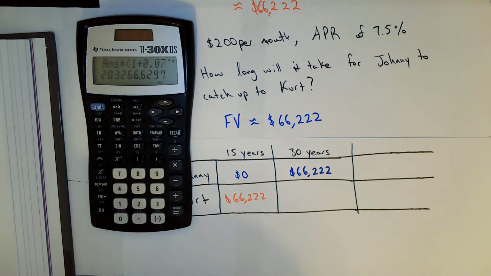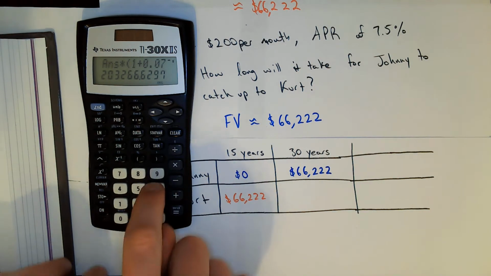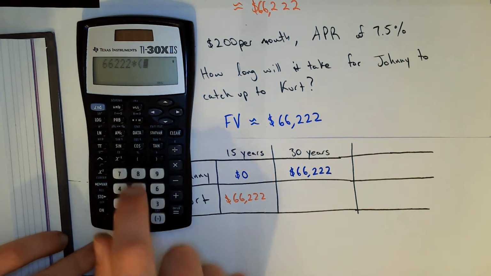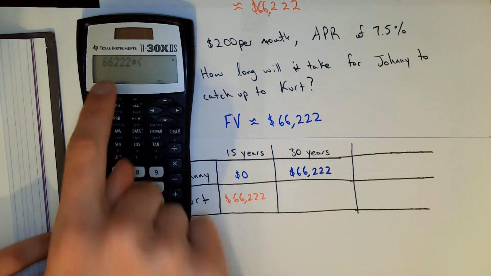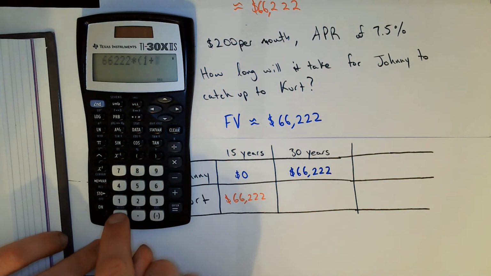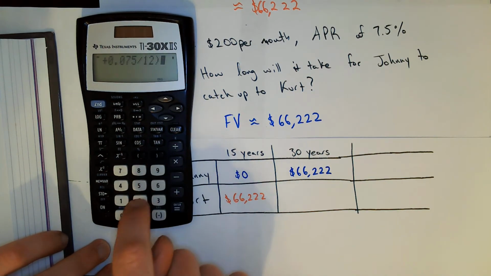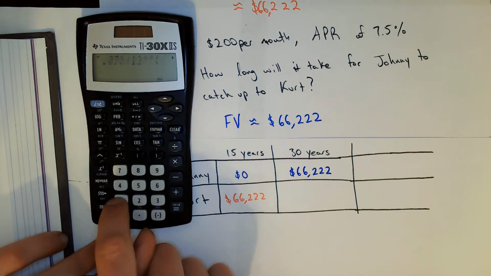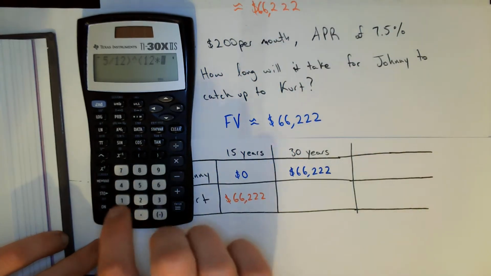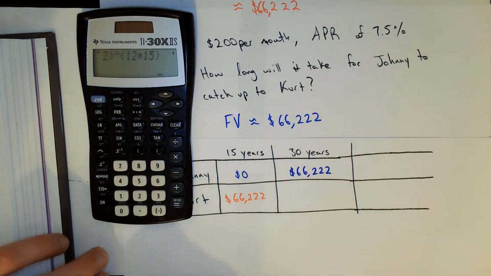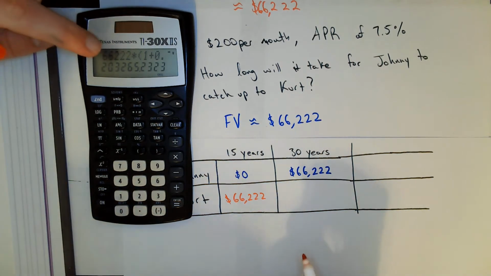Oh, wait a second. Let me redo that. That seems crazy. So that principal times 1 plus r, which is 0.075, divided by n, which is 12, raised to the n times t. T is 15 again. Oops, 15. From 15 to 30. Okay, I guess that is right.